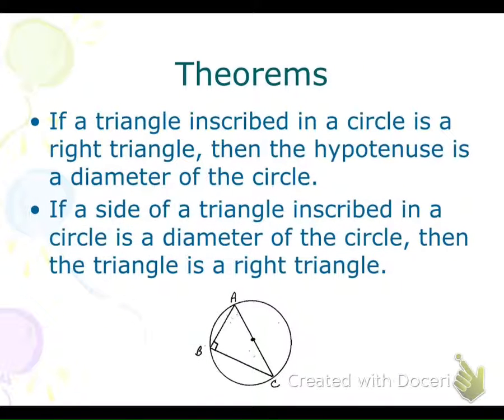We have these two theorems. The first theorem is if a triangle is inscribed in a circle and is a right triangle, then the hypotenuse is the diameter. Remember, the hypotenuse is the side directly across from that right angle. The opposite of this is if a side of a triangle inscribed in a circle is the diameter, then the triangle is a right triangle.